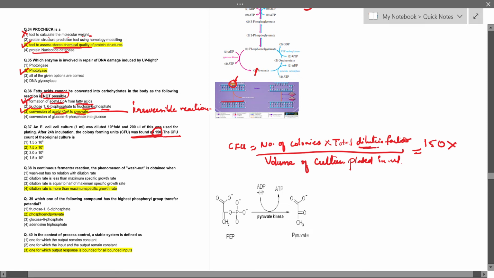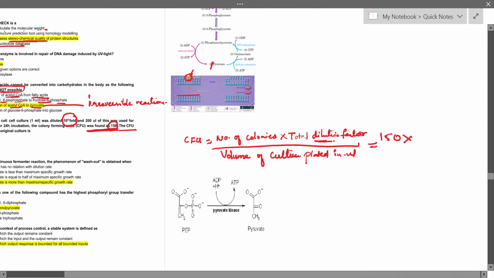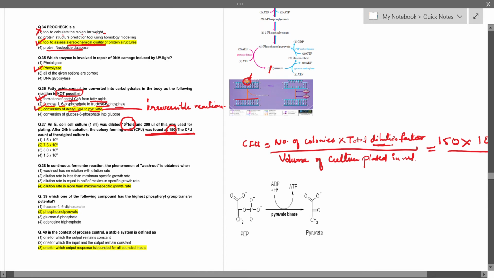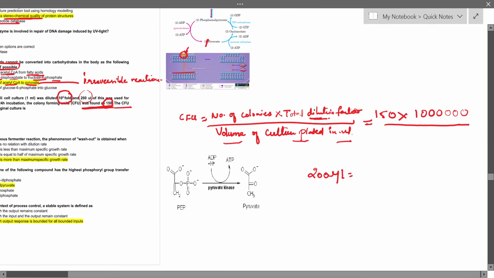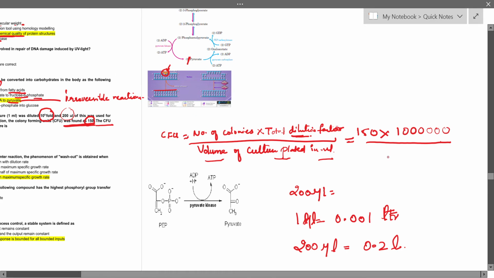The total dilution factor is 10 to the power 6 fold, which means 1, 2, 3, 4, 5, 6, divided by the volume of culture plated in ml. The volume of culture plated is 200 microliter, as given. 1 microliter is equal to 0.001 liter, so 200 microliter will be equal to 0.2 liter. So here we can write 0.2.